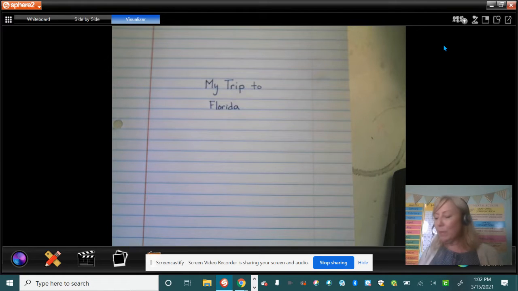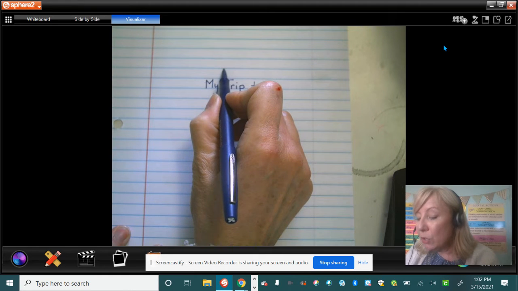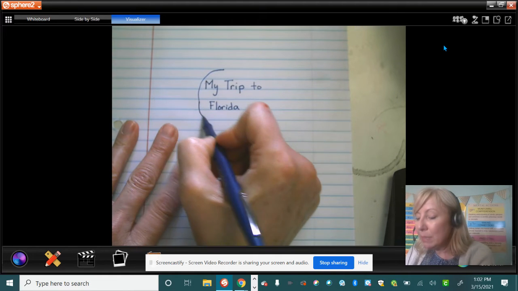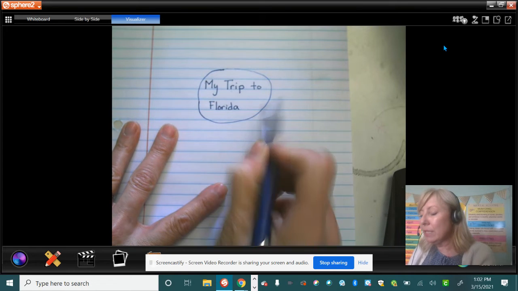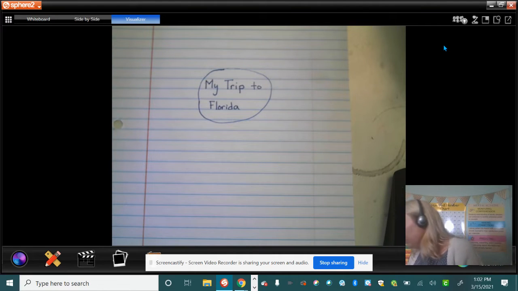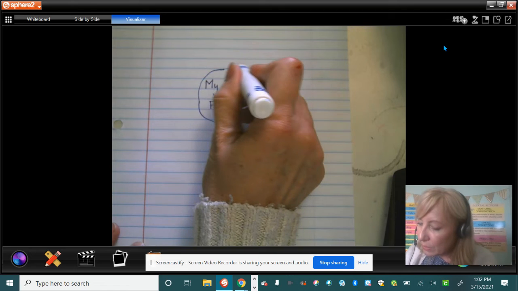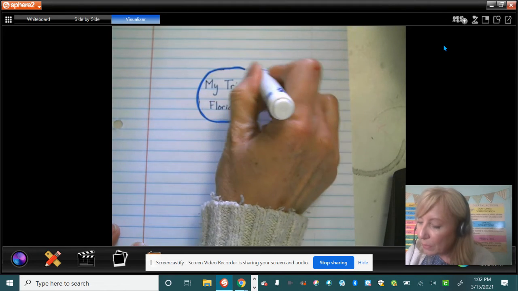So this is going to be about a trip that's memorable to you. So we're going to draw our own circle map on a lined piece of paper, and you're going to write my trip to, write your place, and draw a circle. You can hit pause if you need to. I'm actually going to use a different marker so you can see a little better. All right.